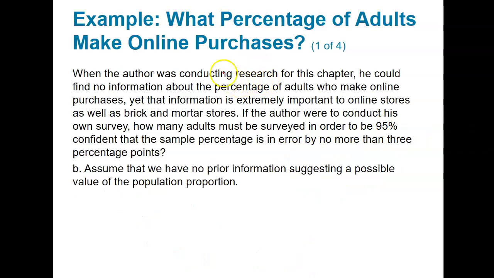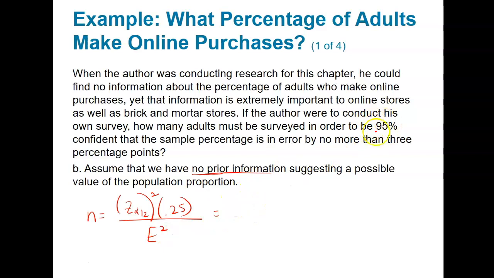Okay, the next one here, we're going to be working with the same scenario, except this time we're going to assume there's no prior information. So if we have no prior information, we're going to use the formula z alpha over 2 squared times 0.25 divided by the margin of error squared.